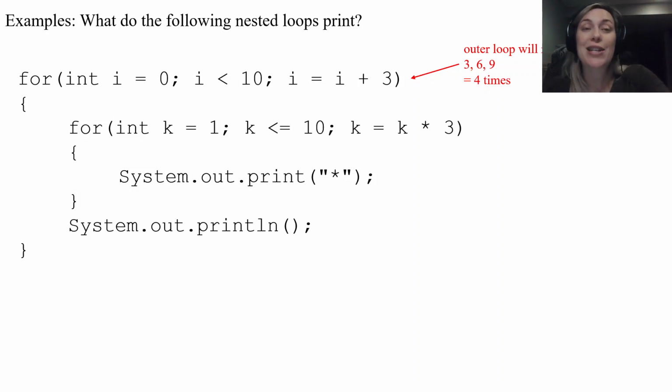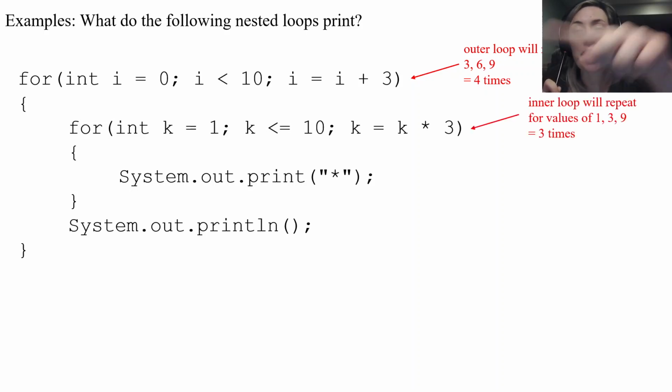The inner loop starts at k equals 1, k less than or equal to 10, k equals k times 3. So what values of k is your inner loop going to repeat for? Your inner loop is going to repeat for values of 1, 3, and 9. So 3 times. So we got 4 times and 3 times.